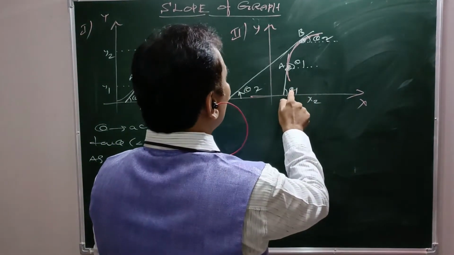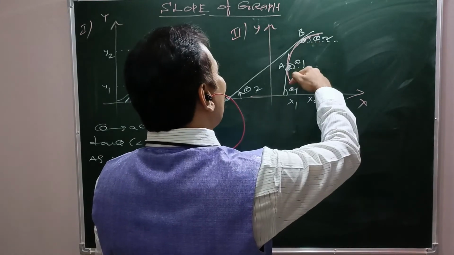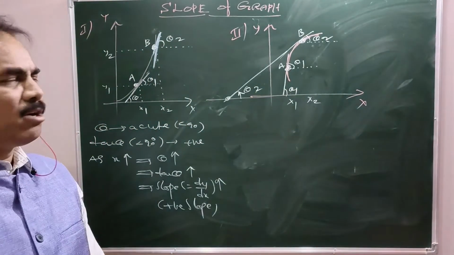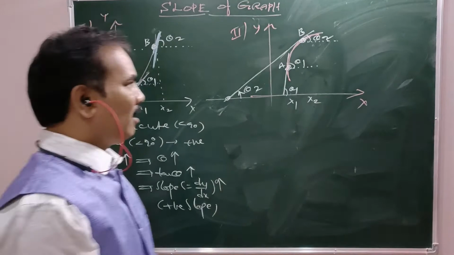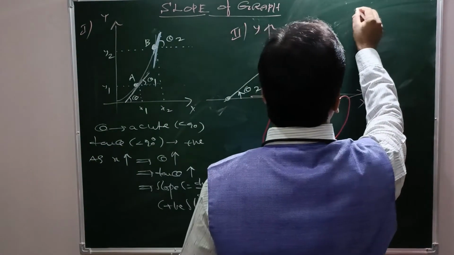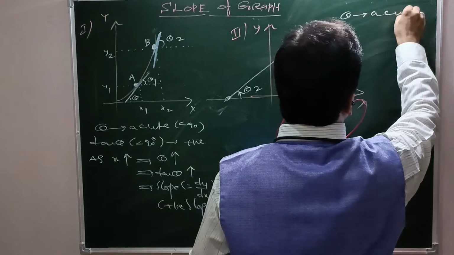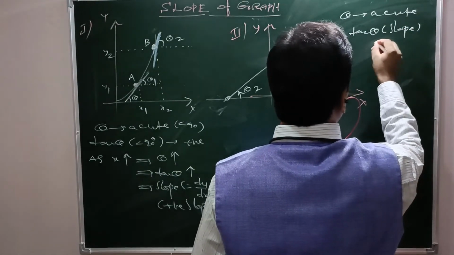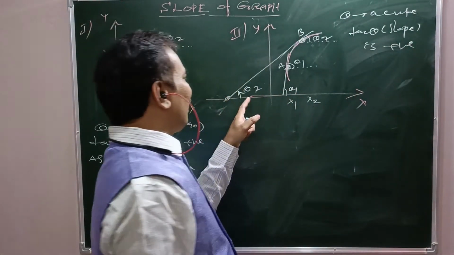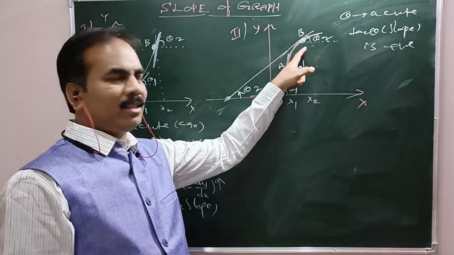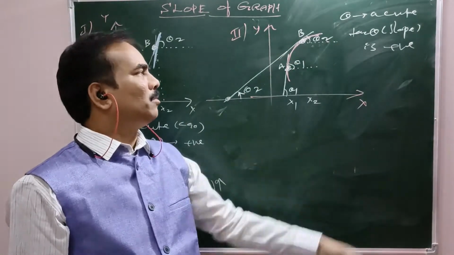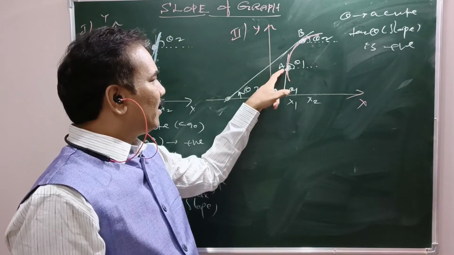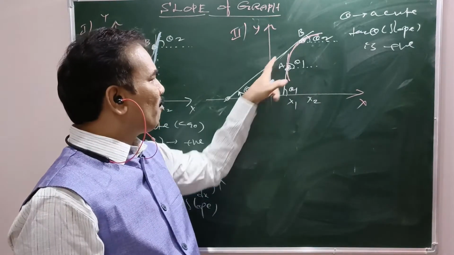Of course, the angles at any point on the curve, obtuse or acute? Here acute only, less than 90, which means theta is positive and tan theta is positive. Theta acute means tan theta, that is slope, is positive. At both point A and point B theta is acute, therefore tan theta, that is slope, is positive. But what about the values here? At point A, the slope is somewhat more. At point B, the slope is somewhat less.